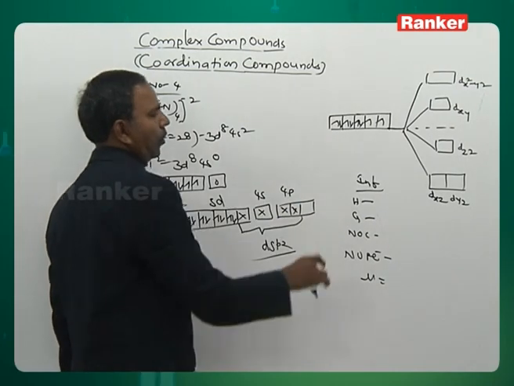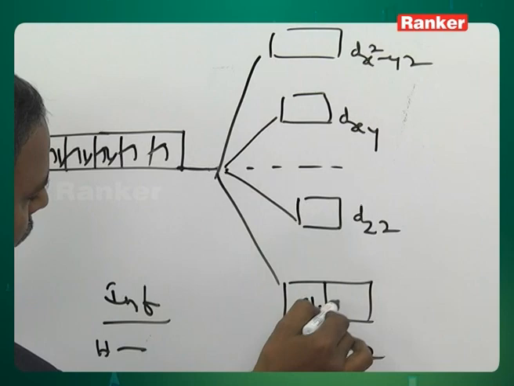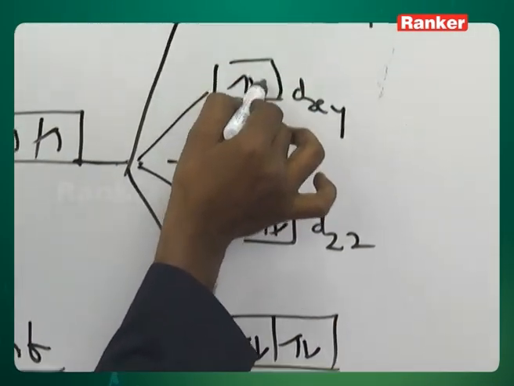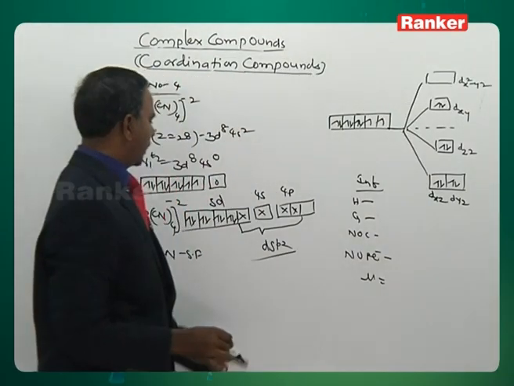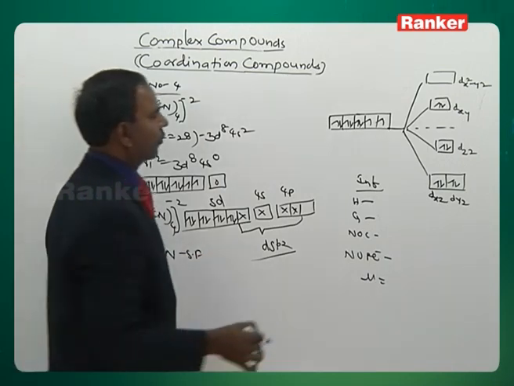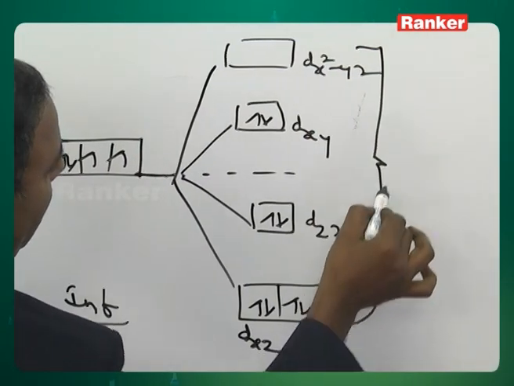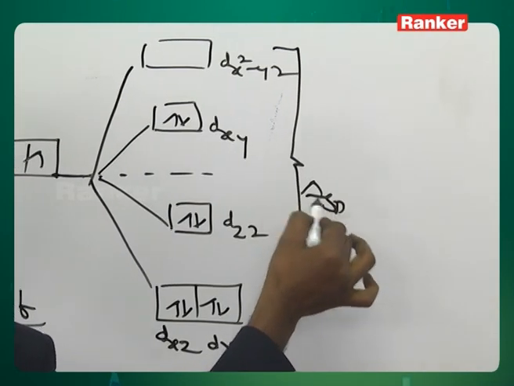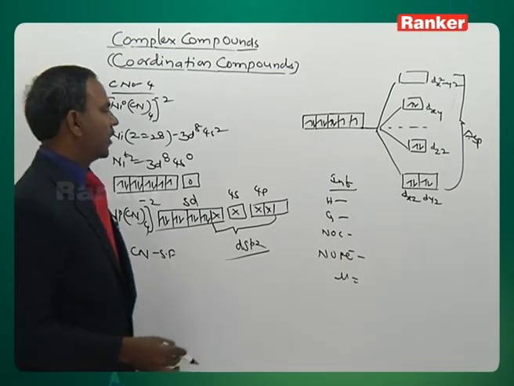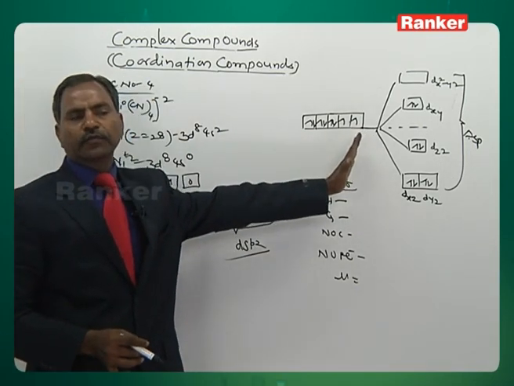Then 8 electrons we have to pair up, or we have to arrange in these particular orbitals: 1, 2, 3, 4, 5, 6, 7, 8. This orbital is kept vacant. Here the d orbital, dx square minus y square orbital, is involved. Then this we represent by delta sp. Delta stands for energy difference. Sp stands for square planar. Then this is the arrangement of electrons, splitting of d orbitals in square planar.